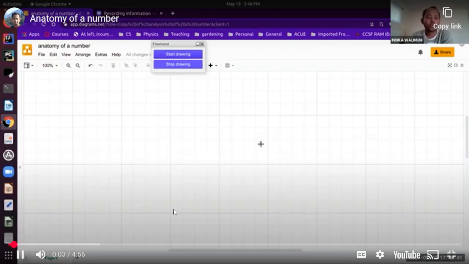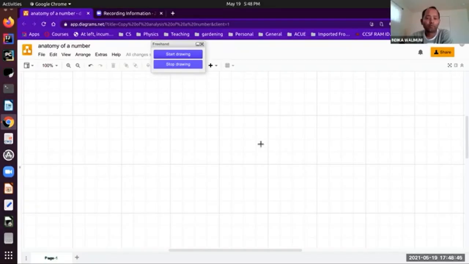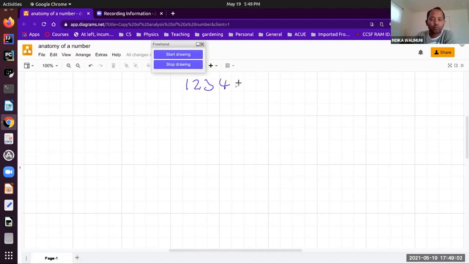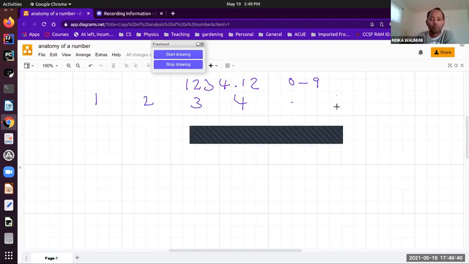The objective of this video is to understand the significance of the digits of a number. Let's take an example number: 1234.12. Each of these numbers we call digits of a number. Since regular numbers are decimal numbers, they are base 10, so we have digits from 0 to 9. Now I'm going to spread apart each of these digits: 1, 2, 3, 4, and we have 1 and 2.